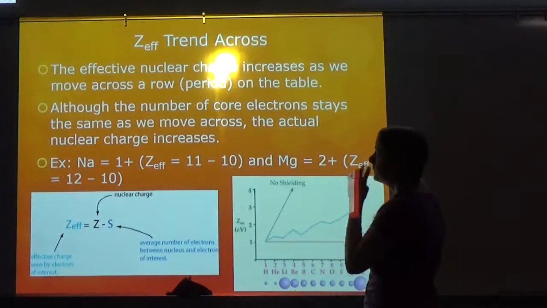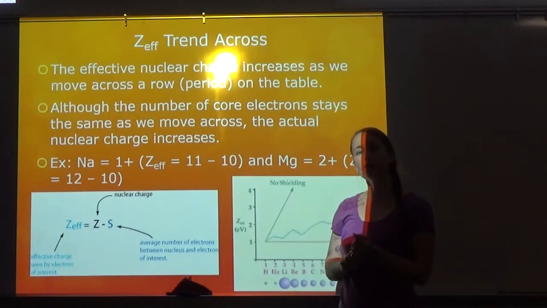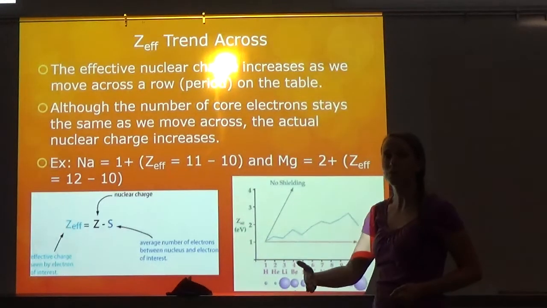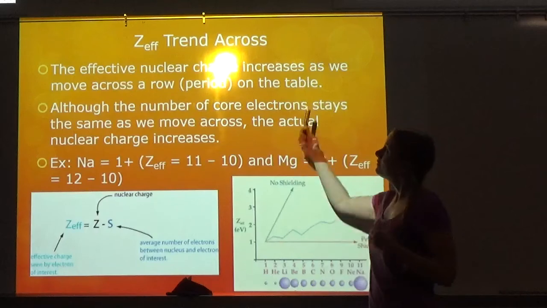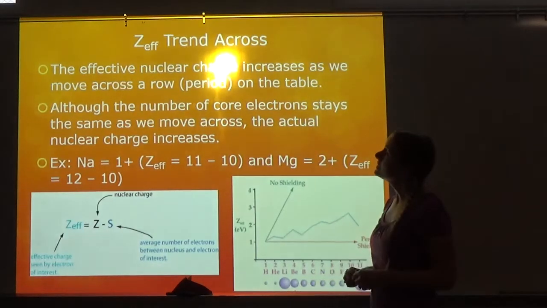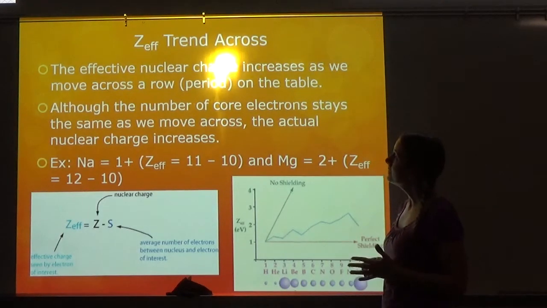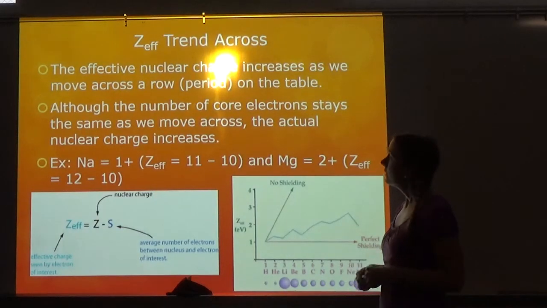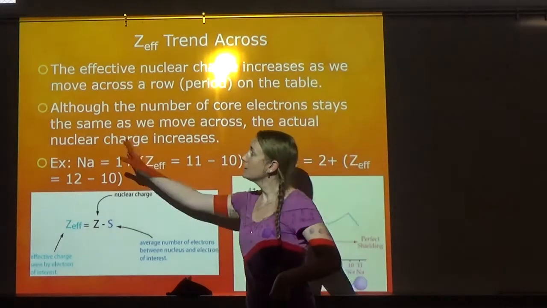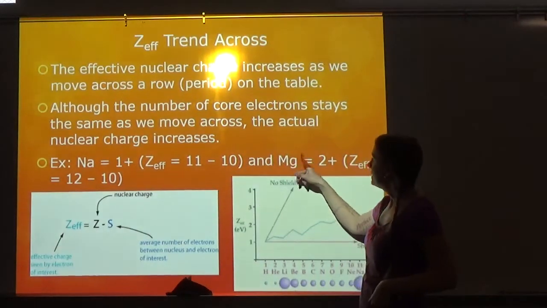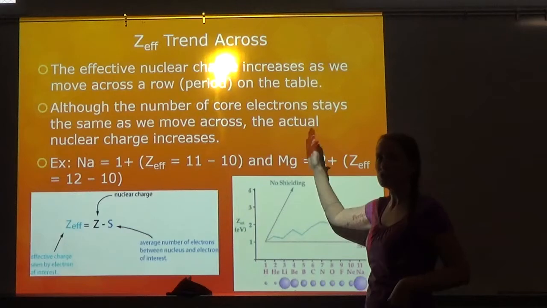All right, so now let's focus on the trends. When we talk about the trend, we talk about what happens across the periodic table and down the periodic table. So the effective nuclear charge increases as we move across a row or period on the table. Although the number of core electrons stays the same as we move across, the actual nuclear charge increases. As we go across, you can see sodium has a 1 positive, and then magnesium has a 2 positive, and so forth and so on.